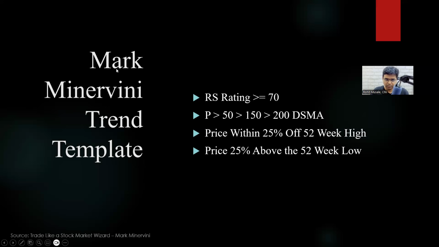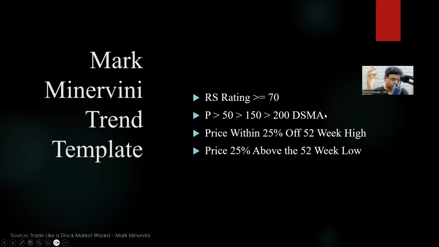This book. Then you have Mark Minervini trend template, Trade Like a Stock Market Wizard, Mark Minervini. There is a slight difference in the percentages, but this is what I have finalized for this technical qualifying criteria. So the relative strength rating as per MarketSmith should be more than or equal to 70. This is basically the trend template of Mark Minervini. The price should be above the 50-day. The 50-day should be above the 150-day, and 150-day should be above the 200-day simple moving average.